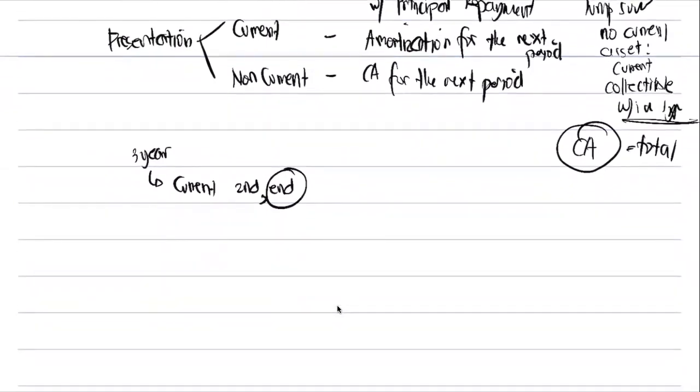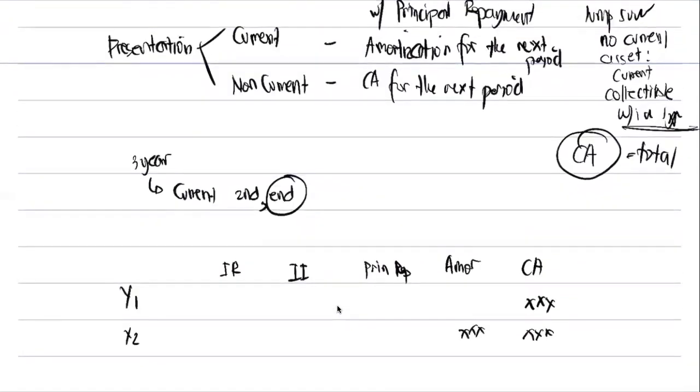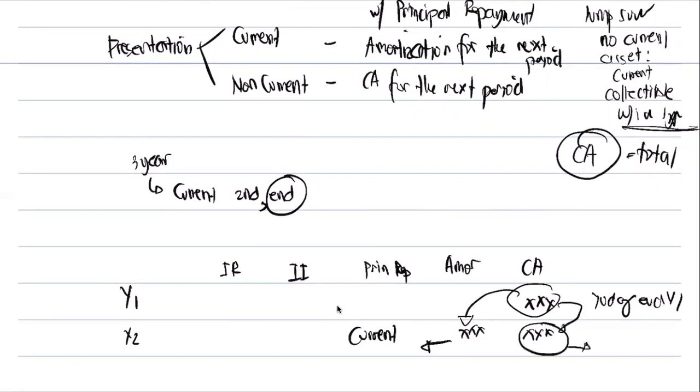So, for example, we have here your interest received, interest income, principal repayment, then we have your amortization, and then your carrying amount. We have your year 1, and then year 2. If the current under with principal repayment is the amortization for the next period, and today is the end of year 1, what is the current? The current is the amortization of the next period. So this is the current. The non-current is the carrying amount for the next period. So the carrying amount for the next period is this one. So this is the non-current.